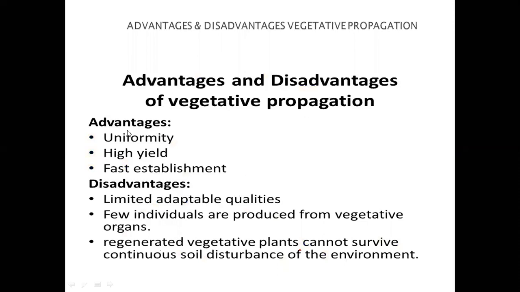Again, you can see here the advantages. Uniformity means they are identical. High yield means rapid rate of development. Fast establishment. Again, this fast establishment, without pollination, they are having a high amount. Disadvantages include limited adaptable qualities because they cannot change themselves according to their environments. Few individuals are produced from vegetative organs. Regenerated vegetative plants cannot survive continuous soil disturbance of the environment. So it was about the advantages and the disadvantages of vegetative propagation.